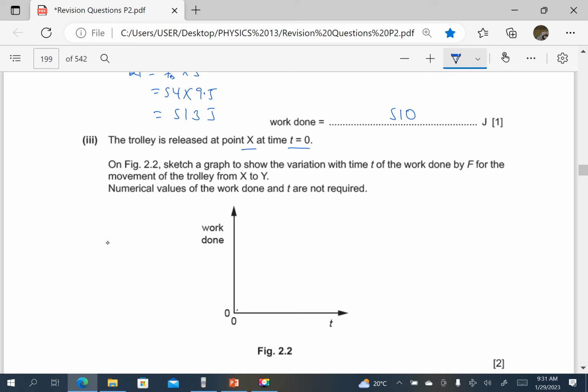First of all, the graph will start from the origin because at t equals zero, distance is zero. But then as time goes on, we have seen that the distance increases. That means the work done increases. But I want you to note that power is equal to work done over time taken. And it means when I sketch a graph of work done against time, the gradient is power.